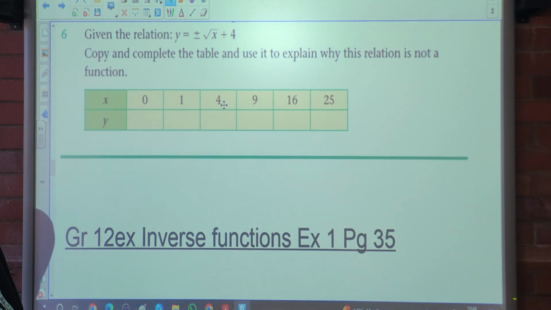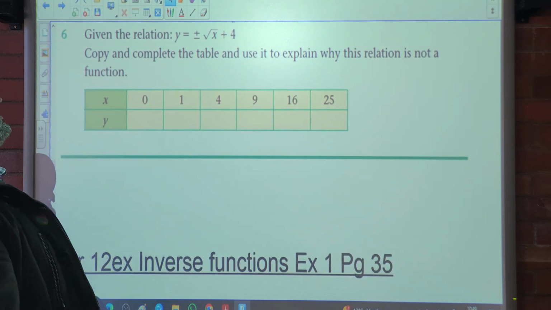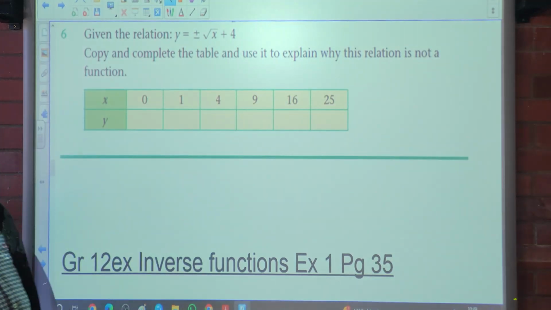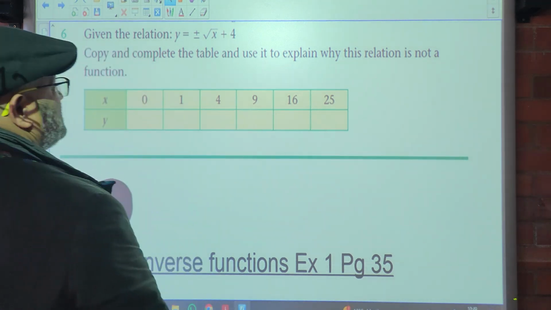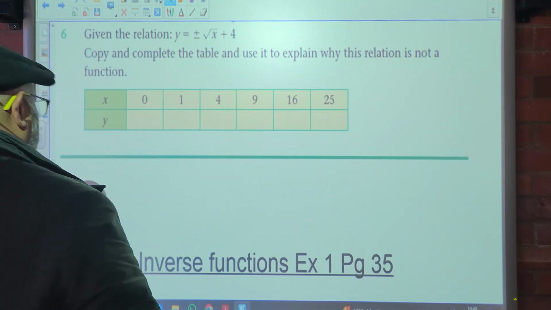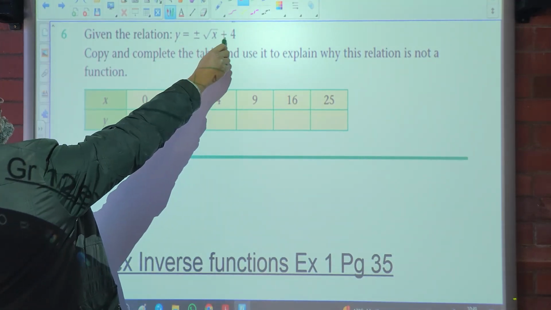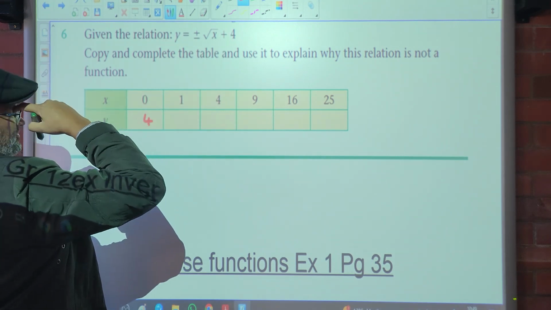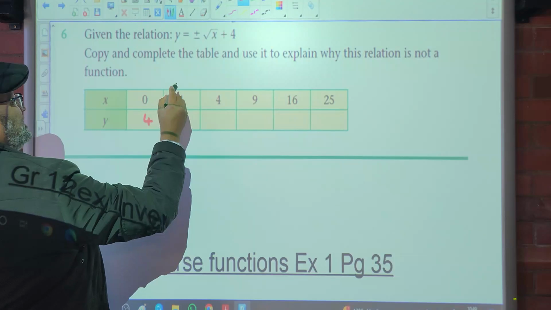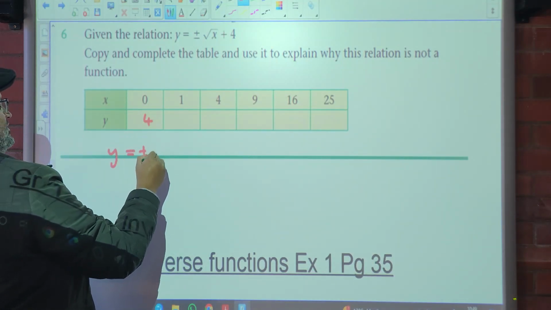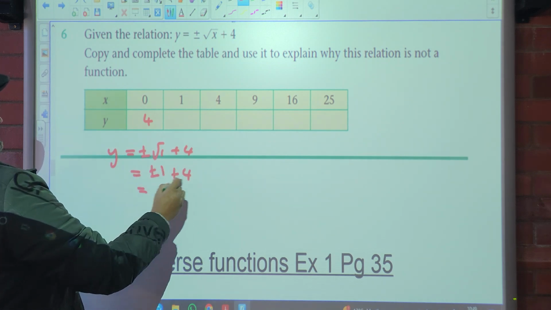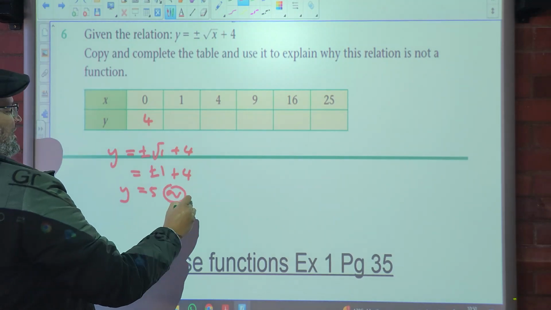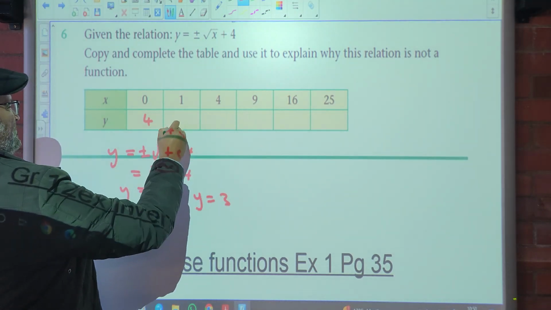Number 6. So here we are given the relation y is equal to plus minus the root of x plus 4. Copy and complete the table and use it to explain why the relation is not a function. So if I put 0 in here, then I'm going to get 4. Next, if I put 1 in here, I'm going to get plus minus the root of 1 plus 4. So that's going to give you 1. So it's plus minus 1 plus 4, which, if it's plus, it's 5. If it's minus, it is 3. So it's 5 or 3.